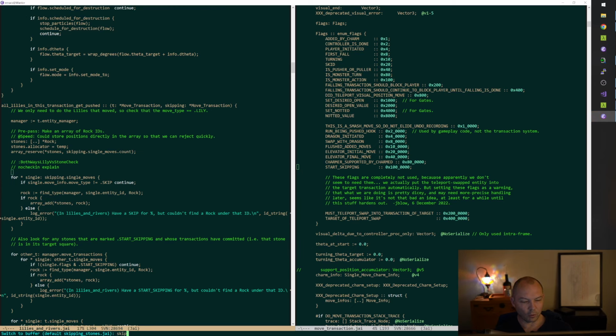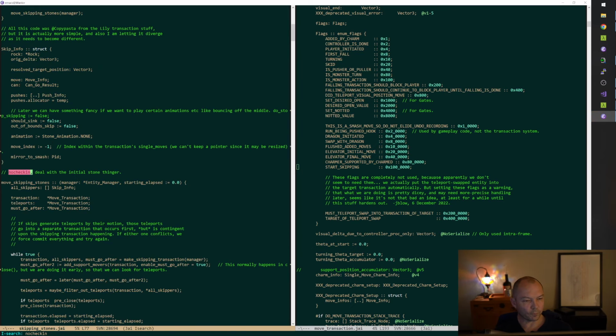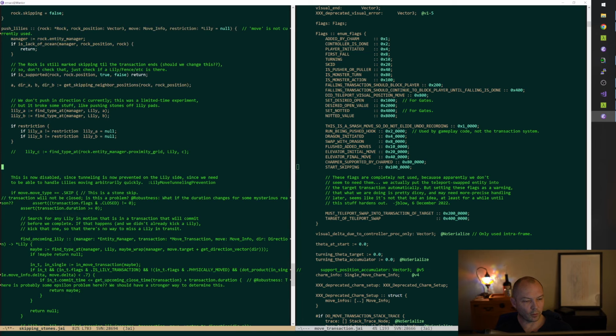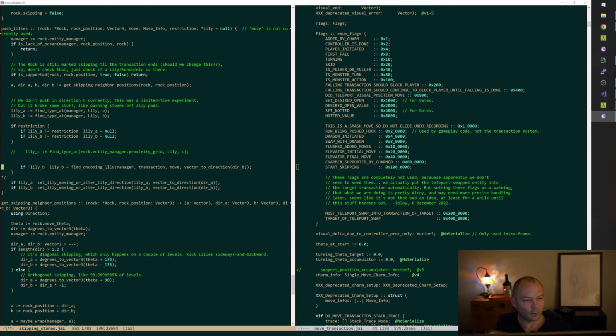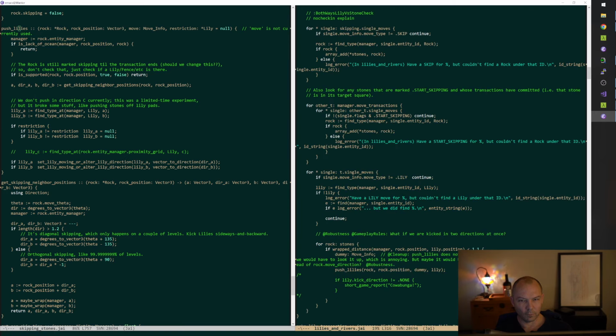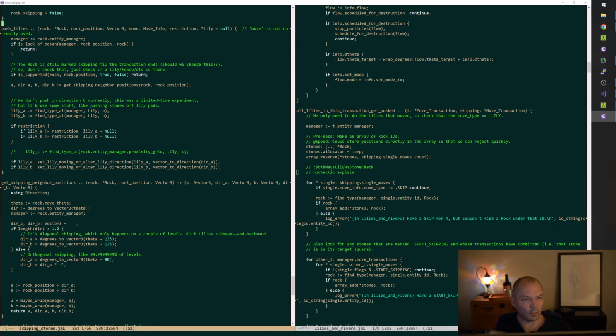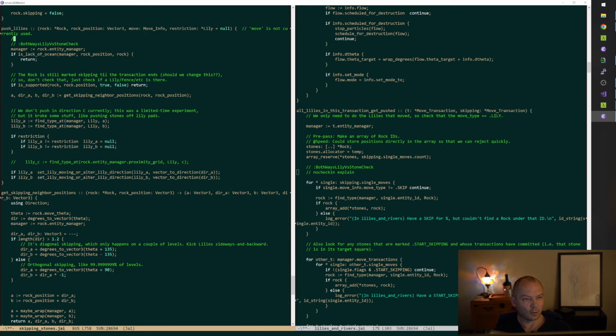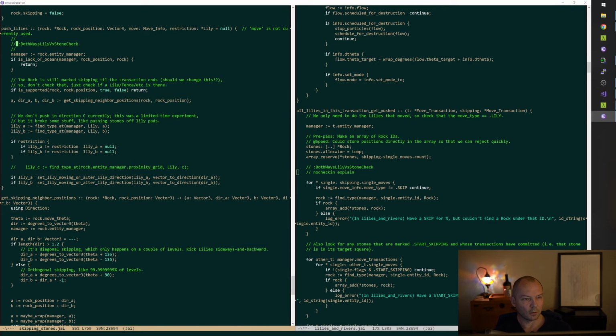Okay, so deal with the initial stone thinger. I did. Okay, so I want to add a tag to the push lilies both ways. Let's call it Lily Stone check.